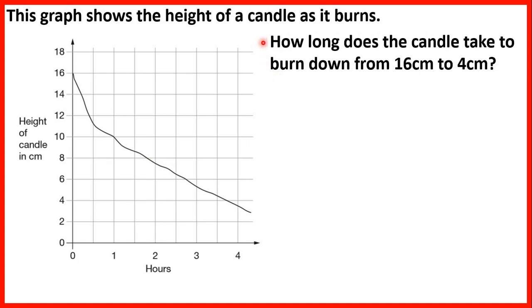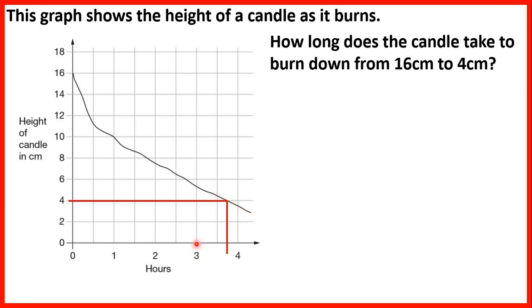Now, how long does the candle take to burn down from 16 centimetres to 4 centimetres? So we can see from the line graph that it's 16 centimetres at the start. So we need to find the time when it burns down to 4 centimetres. So we can draw a line across from 4 centimetres and then a line down from where it hits the line on our line graph.